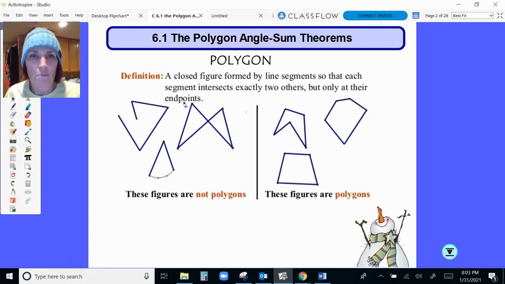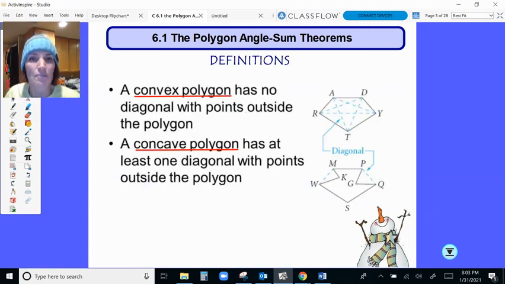But first of all, the definition of a polygon is a closed figure, so no openness like this, formed by line segments so that each segment intersects exactly two others, but only at their endpoints. So right here, even though they intersect each other, they have to intersect at their endpoints, okay? Right here, this is open. Right here, this is not a segment, it's curved. So it has to be endpoint to endpoint, a closed figure in space. So these are polygons. Over here on the left are not polygons, all right?